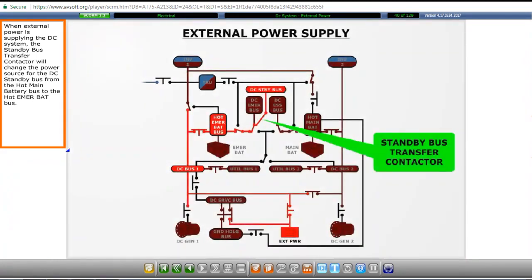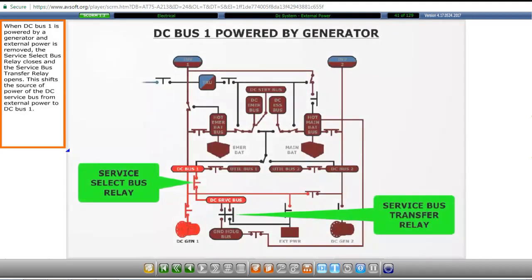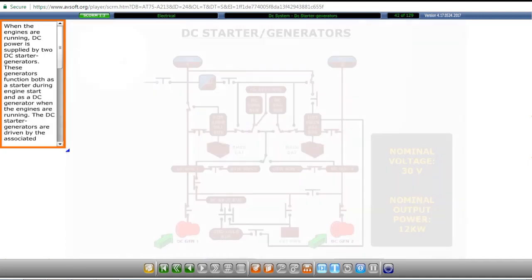When external power is supplying the DC system, the standby bus transfer contactor will change the power source for the DC standby bus from the hot main battery bus to the hot emergency battery bus. When DC bus 1 is powered by a generator and external power is removed, the service select bus relay closes and the service bus transfer relay opens. This shifts the source of power of the DC service bus from external power to DC bus 1.